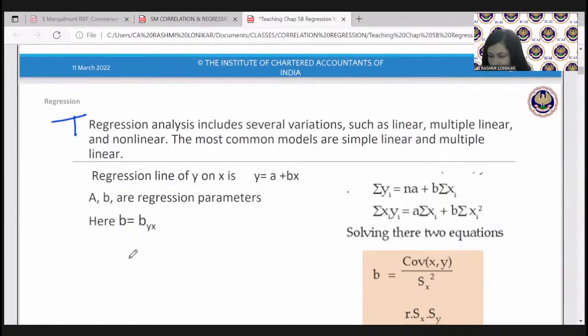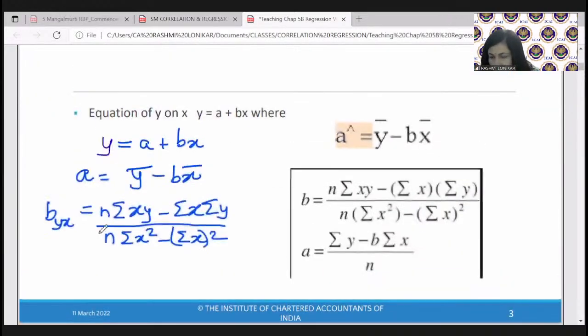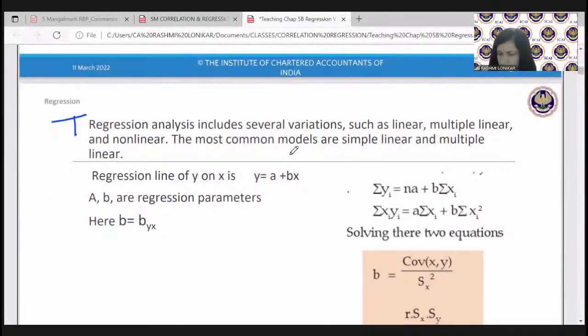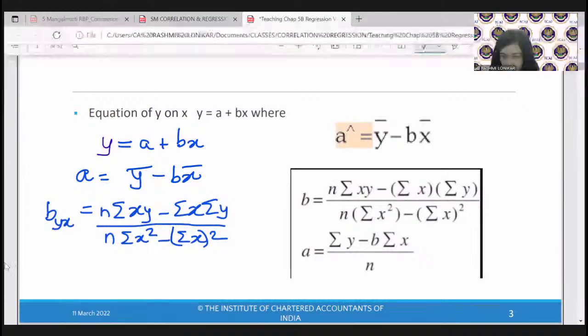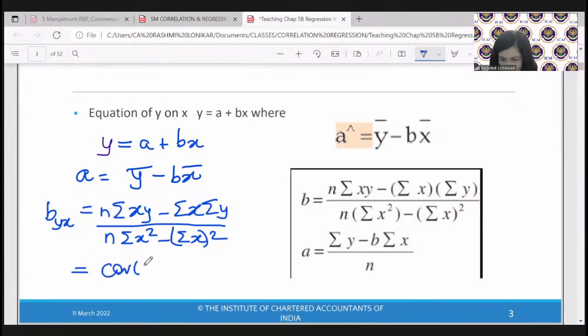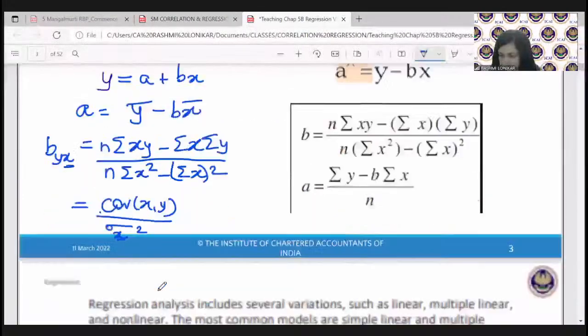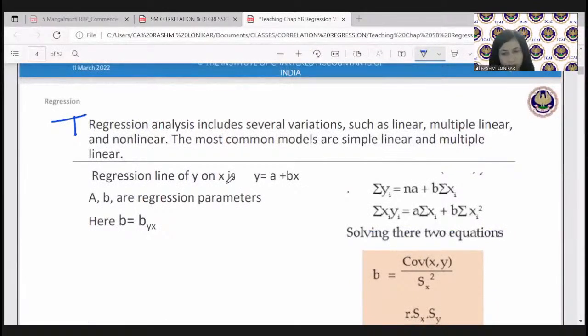Now this is similar to covariance. So this is covariance of xy upon variance of x. Hint: this is byx, this is x, and this is also x. A simple way of remembering it. So this is the regression line of y on x. A and b are regression parameters. This is not capital A, this is small a. A and b are regression parameters, and here b is equal to byx.